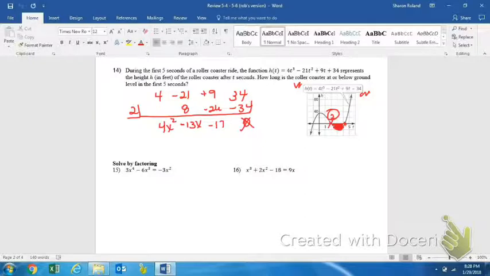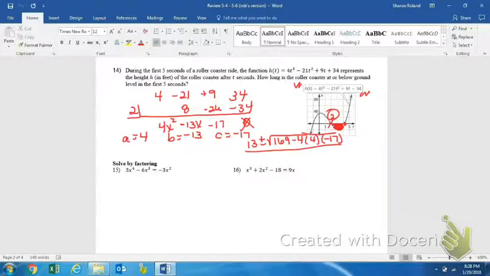Well, this will probably factor, but to me the easiest thing to do is the quadratic formula. So a is 4, b is negative 13, and c is negative 17. So the formula is negative b, which would be a positive 13, plus or minus the square root of negative 13 squared, which is 169, minus 4, a, which is 4, and c, which is negative 17, all over 2a, which is 2 times 4, which is 8.